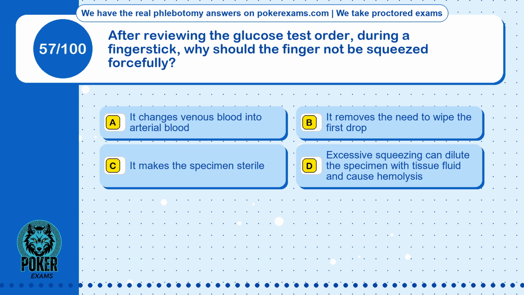Question 57. After reviewing the glucose test order, during a finger stick, why should the finger not be squeezed forcefully? Option A. It changes venous blood into arterial blood. Option B. It removes the need to wipe the first drop. Option C. It makes the specimen sterile. Option D. Excessive squeezing can dilute the specimen with tissue fluid and cause hemolysis.